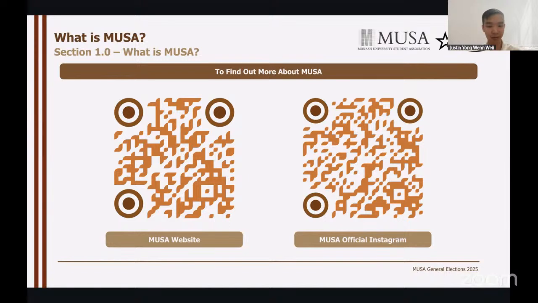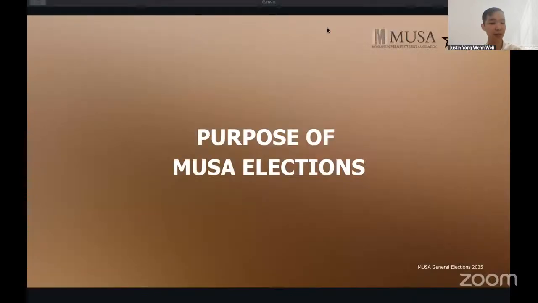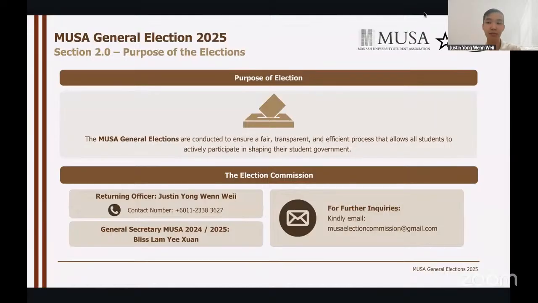All right. Okay, so to carry on, I'm just going to touch briefly on the purpose of the elections, just to quickly cover key aspects of this upcoming MUSA elections. Right from the start, the purpose of the election is to conduct and ensure a fair, transparent, and efficient process that allows you, the students, to actively participate in shaping the student government.